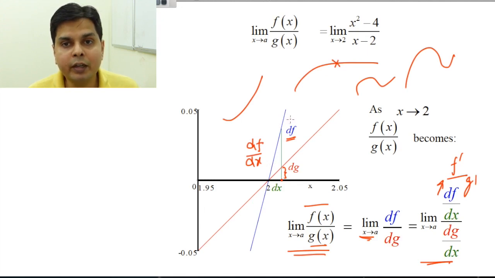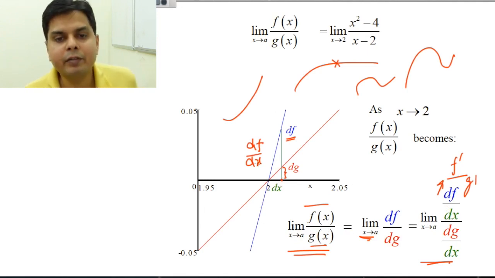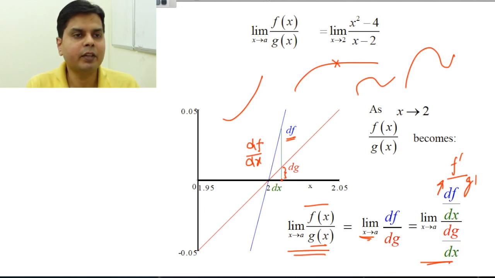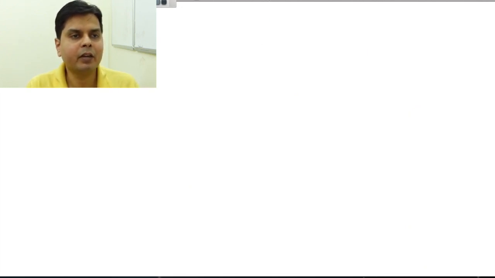What kind of straight line? That straight line is tangent to this curve. So instead of working with the original curve x square minus 4, I have worked with this blue straight line. So for limit x tends to a, f(x) by g(x) has become f prime by g prime, limit x tends to a. Now this proof I have given using geometrical arguments. The same proof you can give using algebraic arguments also.